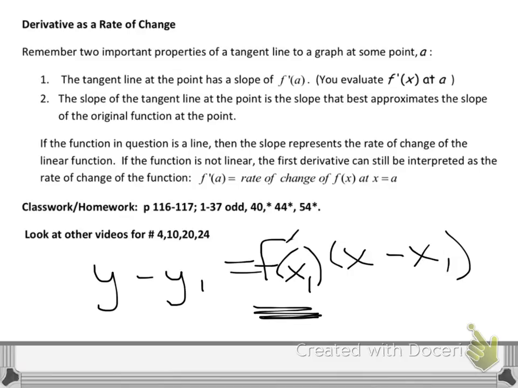The next thing is you should be able to recognize some terms as interchangeable. You can call something f prime of x. You can call it the rate of change. So the slope is the rate of change at a certain point. So keep that in mind.